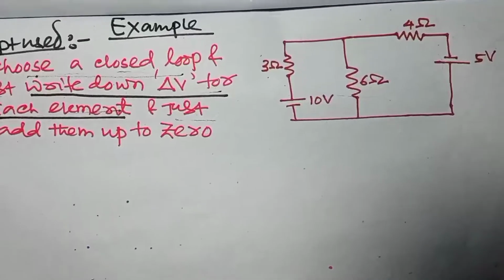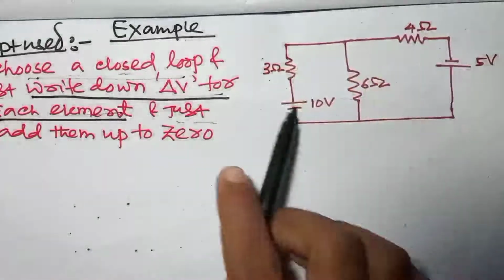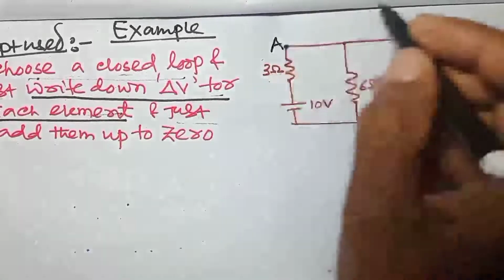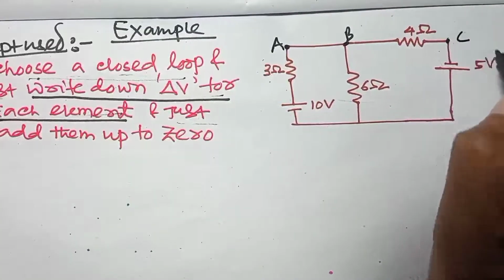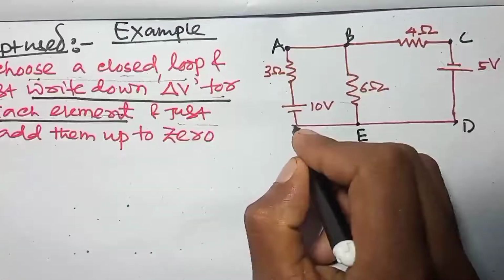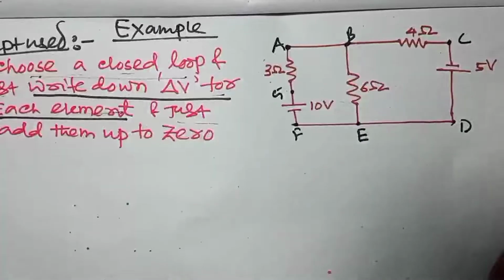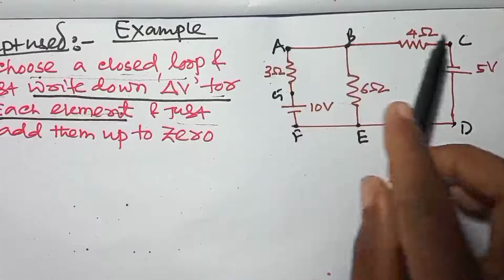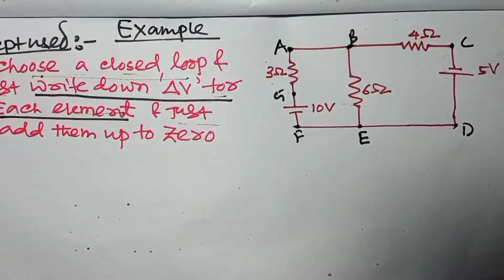Step number 1 says that we have to give names to the different nodes of this electrical circuit. So let us name them: this is A, this is B, this is C, this is D, this is E, and this is G. So the first step is to give different names like A, B, C, D to the different nodes of the electrical circuit. This is the first task.